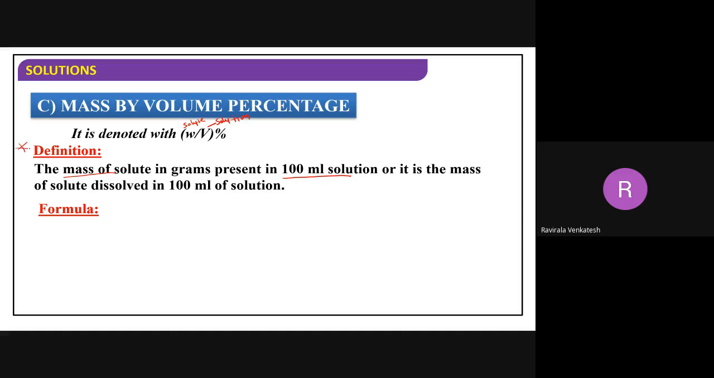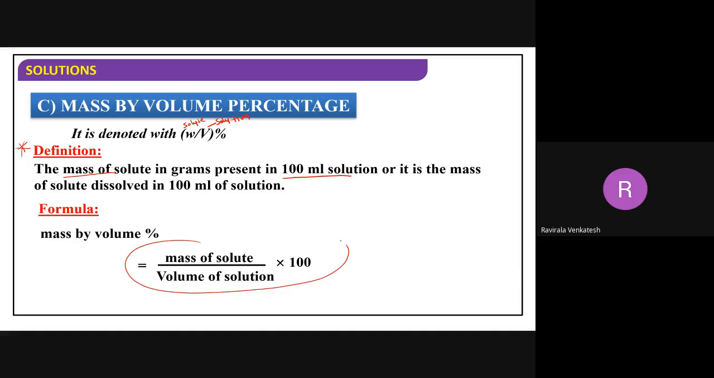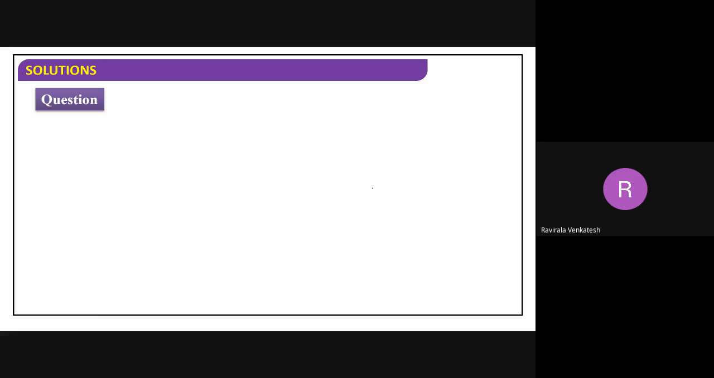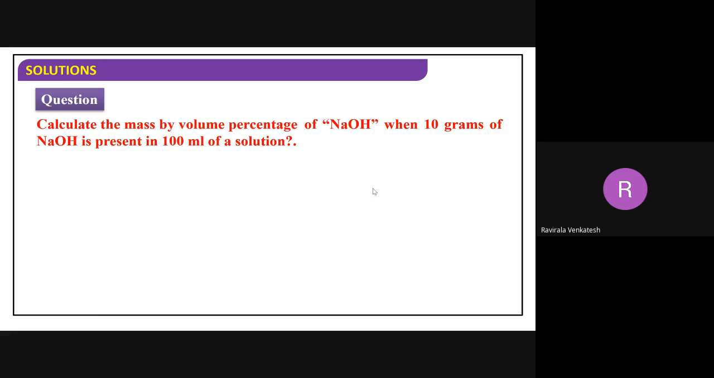This is very, very important for us. Formula: mass of the solute by volume of the solution into 100. This formula is very, very important. Now we can take brine solution. This comes under brine because 10 grams of NaCl in 100 ml of solution is called brine solution. This comes under the W by V method. We can do this one by the W by V method. 10% means 10 grams of solute present in 100 ml. You can write like that in whatever the percentage.